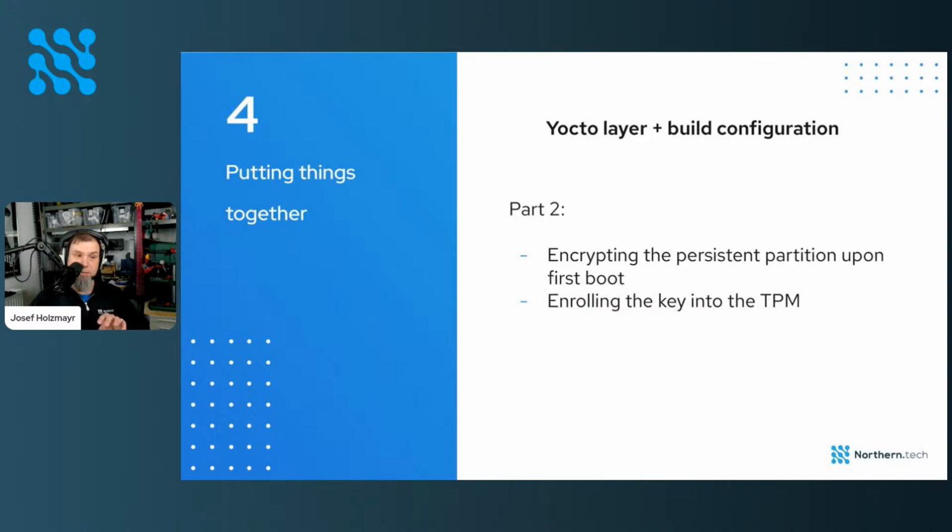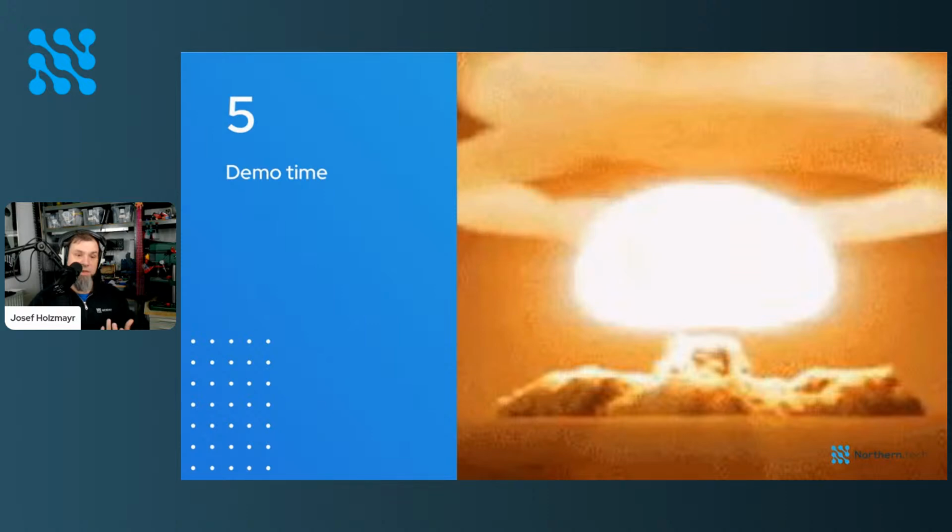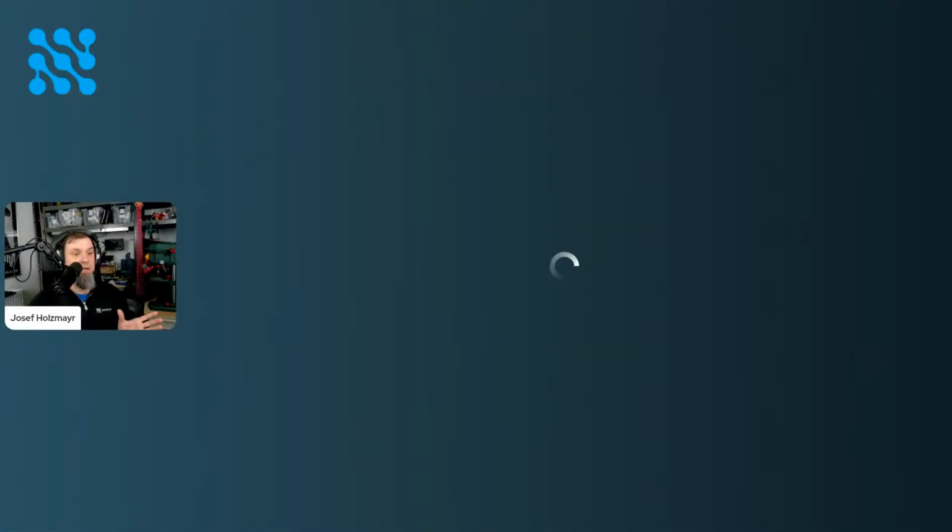The next building block is encrypting the persistent partition on first boot. And then once you have those two things, then you need to enroll the key into the TPM, so it can actually be unlocked upon boot. And with that, let's look at the code. Demo time usually blows up. I don't think that this will ever change. So that's the way. And give me the code.